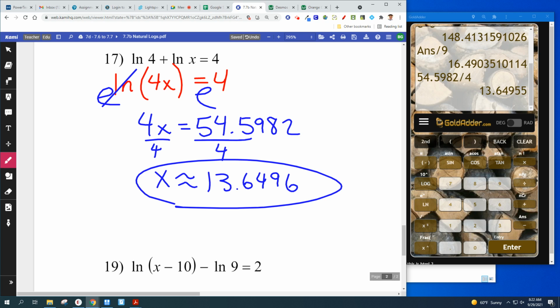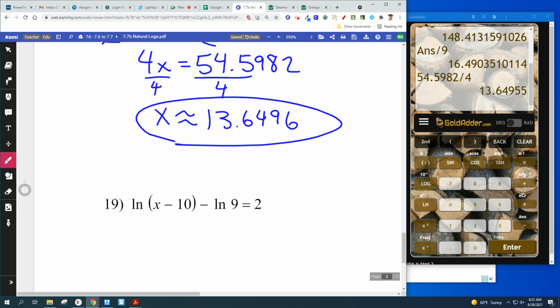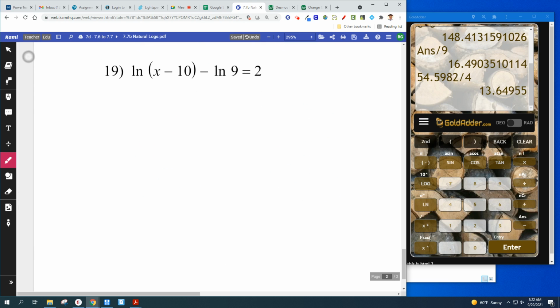Do you have to round off at the end? Well, you're saying you want to say 64955? Yeah, that's fine. But the directions say round up to 4. So that's why I did what I did.